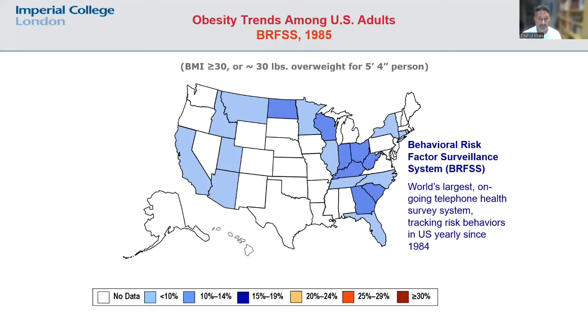So these are the different US states. The darker the color, the greater the proportion of adults in that state who are thought to have obesity. So obesity, BMI over 30, I'm not talking about mildly overweight. And this is 1985, and I'm going to show you how the picture changes over the subsequent few years. You should just watch how the color changes.